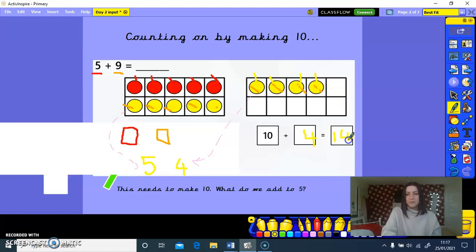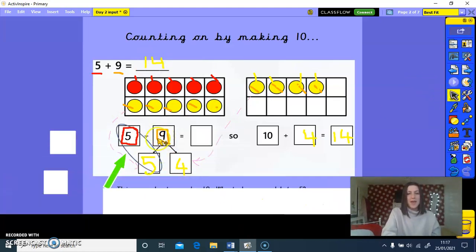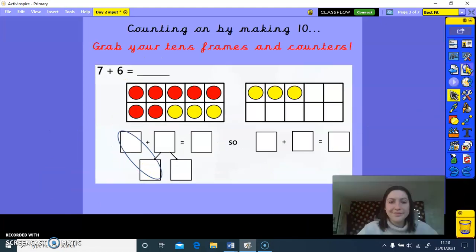So the overall answer is 14. And we have worked that out by partitioning this number here and making 10 with the red counters that were already in there. So 5 add 9 equals 14. Okay, lovelies, let's do the next example.